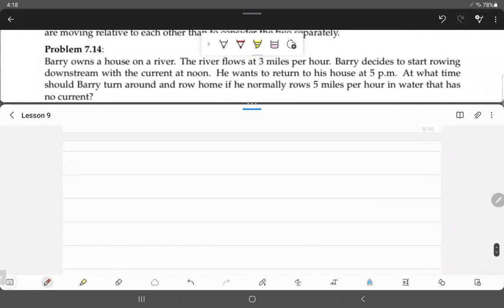Seven point 14. Barry owns a house on a river. The river flows at 3 miles per hour. Barry decides to start rowing downstream with the current at noon. This is important. At noon, the first piece of information, he goes downstream with the current.